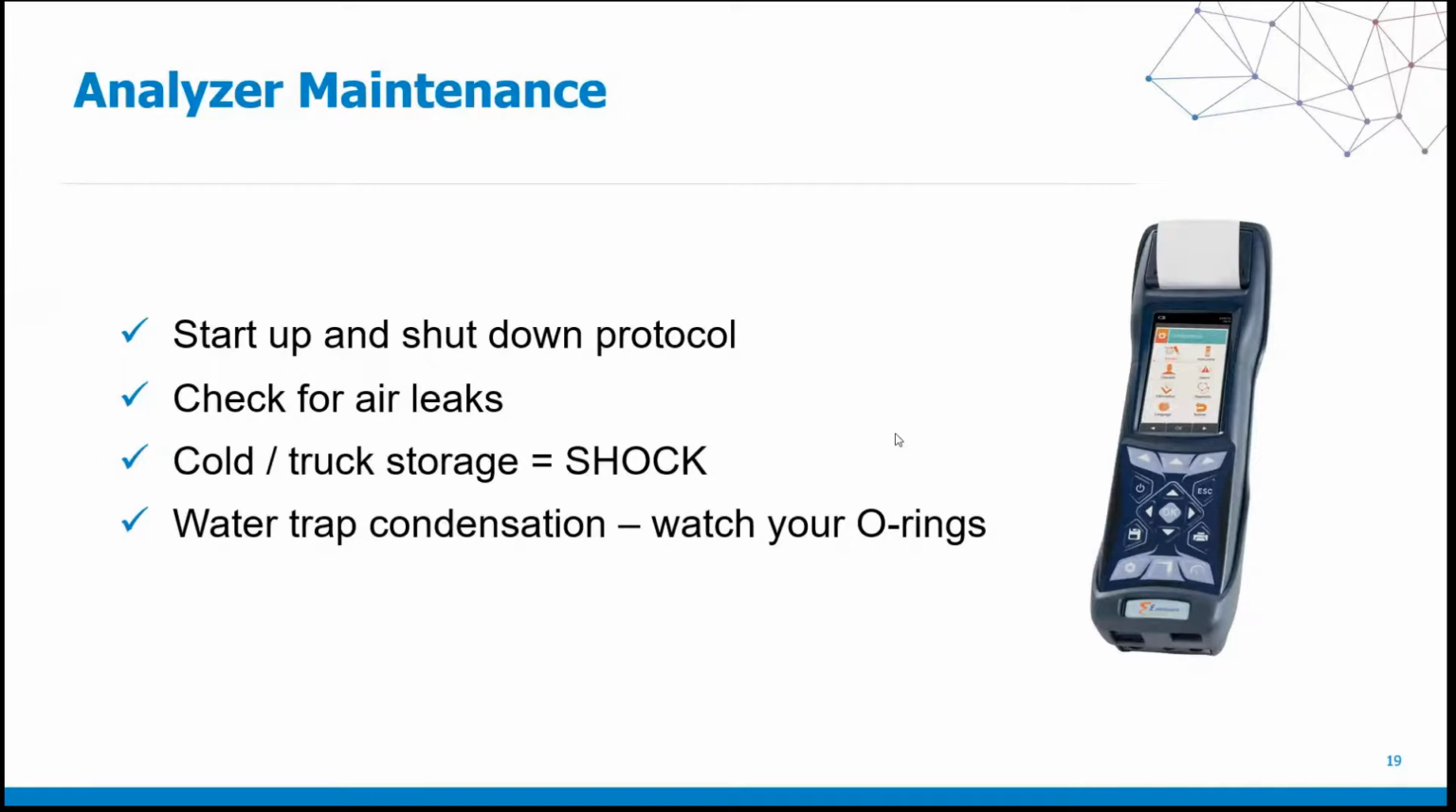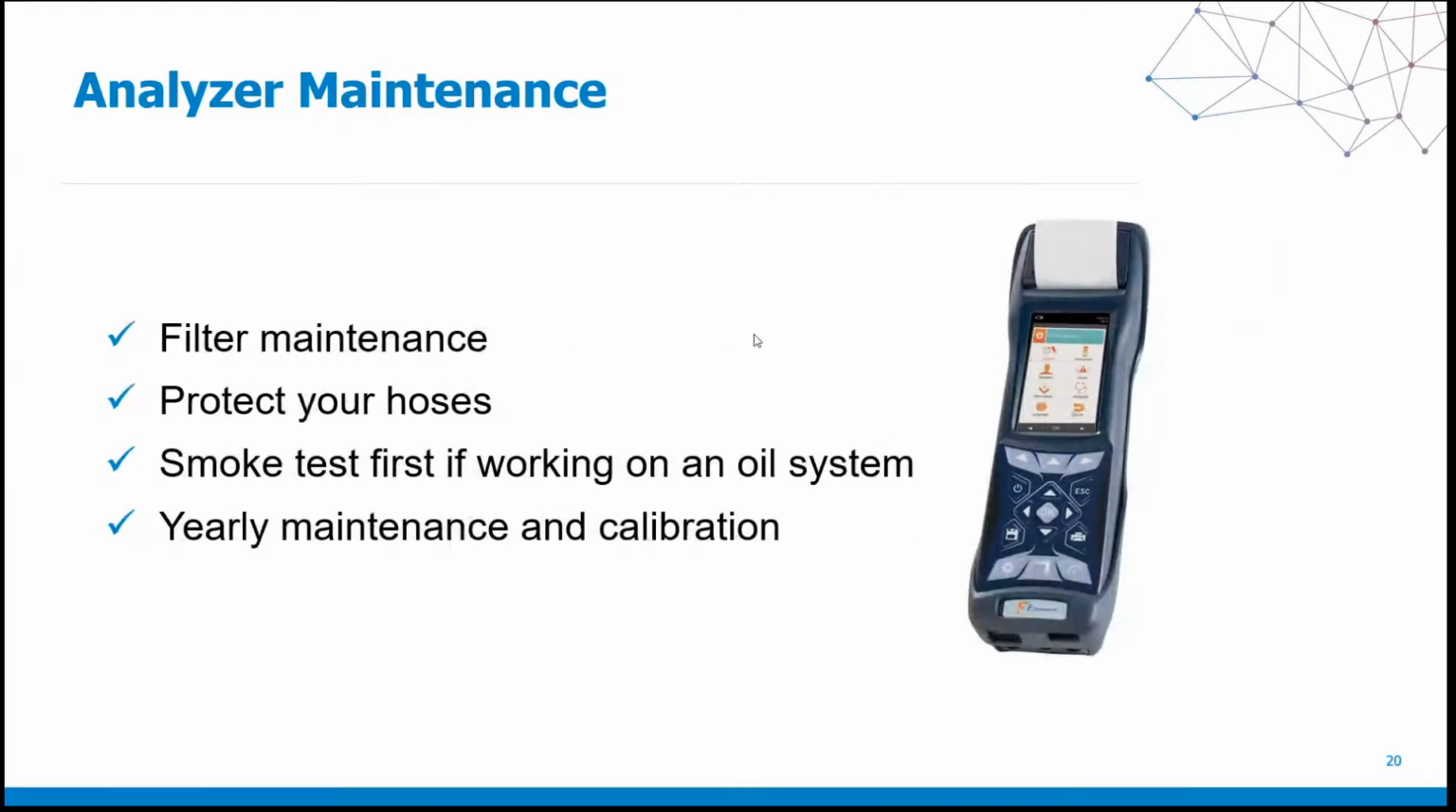Want to make sure we're maintaining our water trap. Make sure we're dumping any kind of condensation out of our water trap, and make sure that we're maintaining that properly. Want to make sure that we're watching our O-rings. So make sure when you're dumping your water trap that you're not losing your O-rings when you're doing that. Filter maintenance. If it looks discolored, change it. If it looks nice and white and clean, chances are you're good. Just check the integrity of it. Make sure it hasn't been saturated and it's not degrading at all. So again, go by color and check the integrity of it.